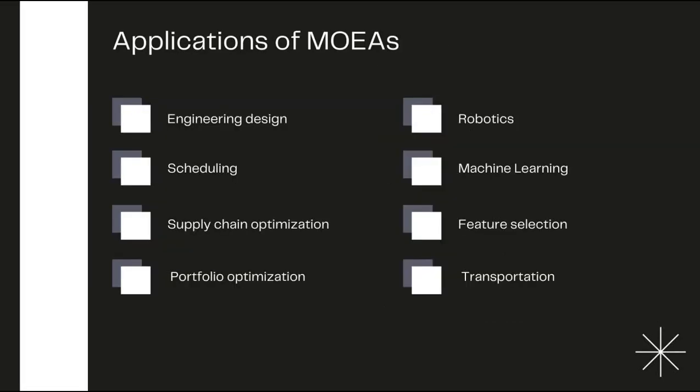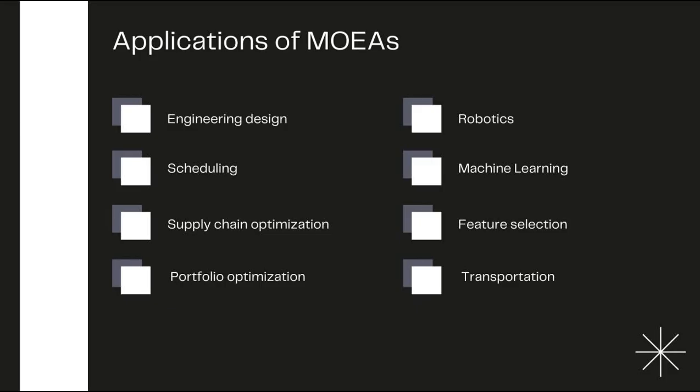Multi-objective evolutionary algorithms are useful in many fields where several criteria must be balanced. In engineering design, they can optimize cost, weight, strength, efficiency, and safety. In scheduling, they can minimize completion time, reduce delays, and balance resources. In supply chain optimization, they can minimize cost while maximizing reliability. In portfolio optimization, they can maximize expected return while minimizing risk.